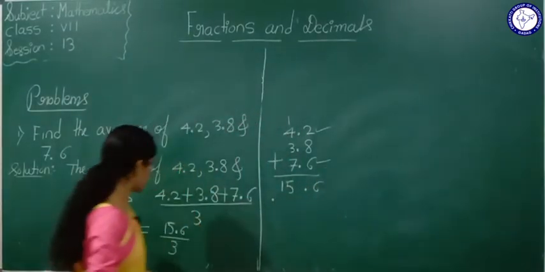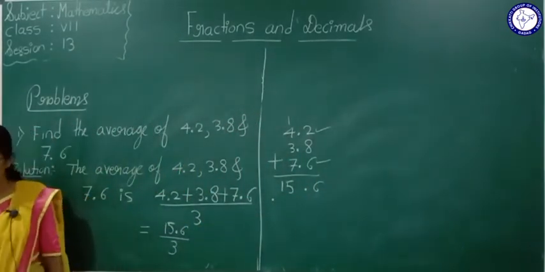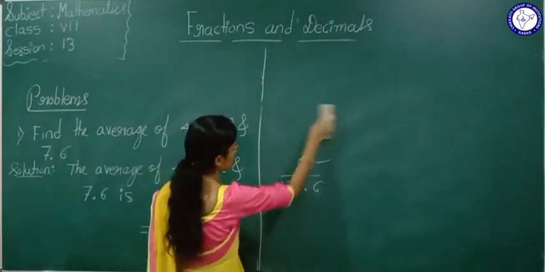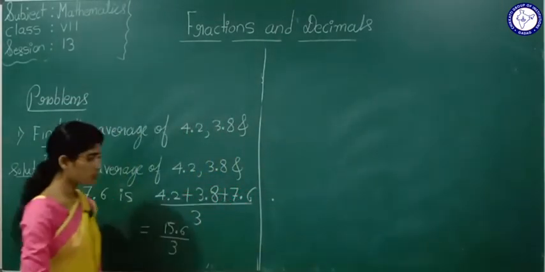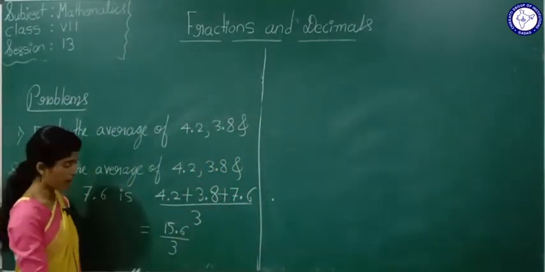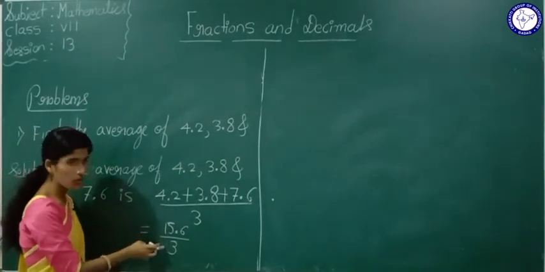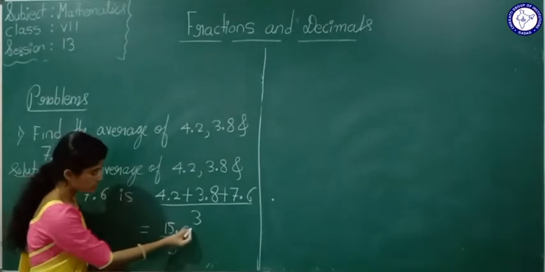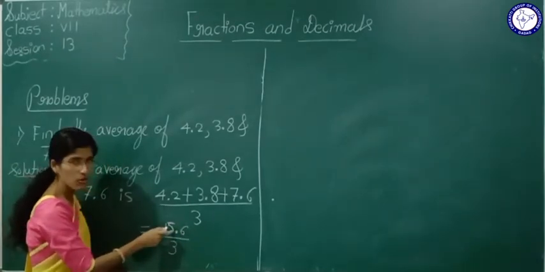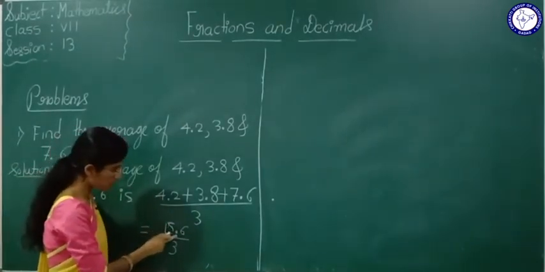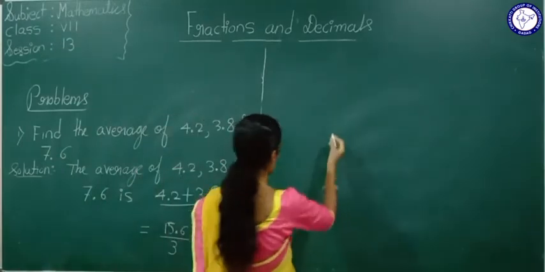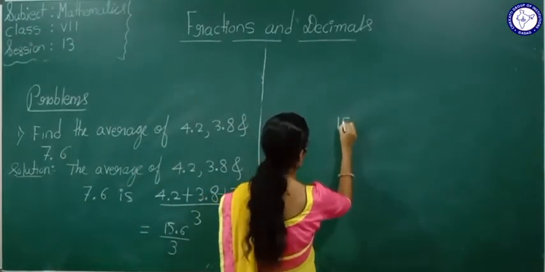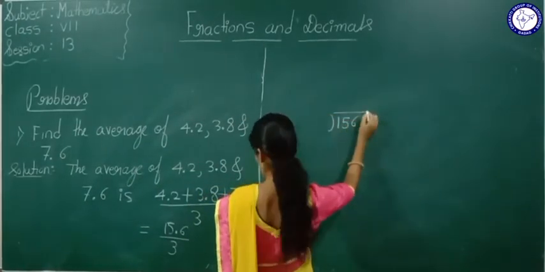Now see how to do 15.6 divided by 3. Just now I told you how to divide a decimal number with a whole number. So treat this as a whole number. 15.6, treat it as a whole number. That will become 156 divided by 3.